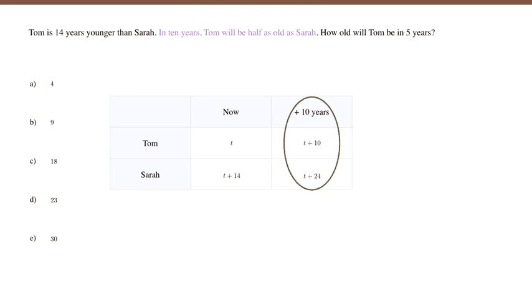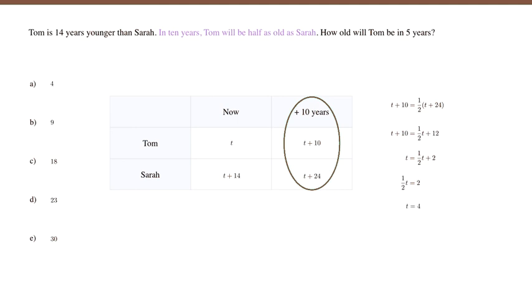Well, we're told that in 10 years, Tom will be half as old as Sarah. So in 10 years concerns the second column, and the relationship is between Tom's age in 10 years and Sarah's age in 10 years. So we know that Tom's age in 10 years will be half of Sarah's age in 10 years. So using the expressions that we have in these entries, we can create the equation t plus 10 equals 1/2 of t plus 24. Once we're here, we can manipulate to solve for t. So we'll get t plus 10 equals 1/2 t plus 12. Simplify, t equals 1/2 t plus 2. Simplify further, 1/2 t equals 2, and we get t equals 4.